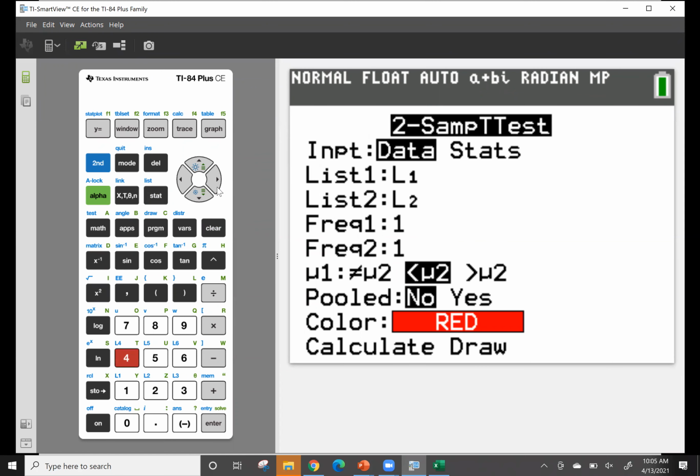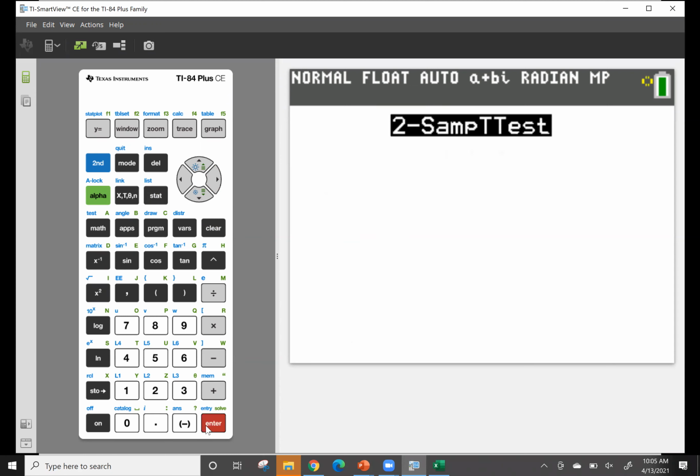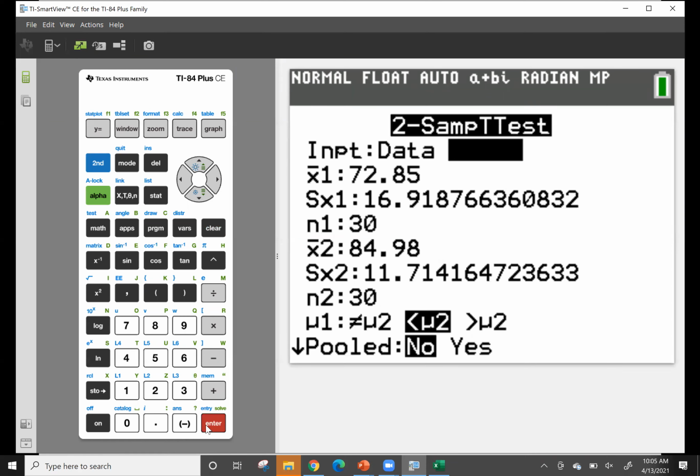Okay, now, again, you have a choice. You can use data that you input. So if you have the raw data for these 2 samples, you could input that data in a list in your calculator. I don't have data, so I'm going to go to stats and hit enter. Okay, so I've got other information in there. So I'm going to go in and input each one of these pieces of information that I got.